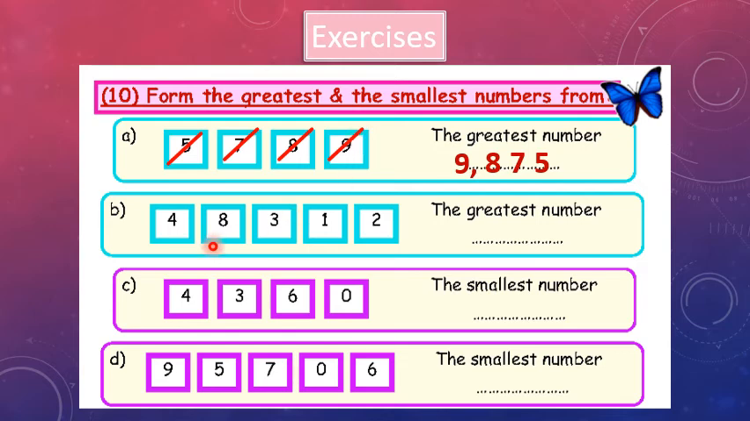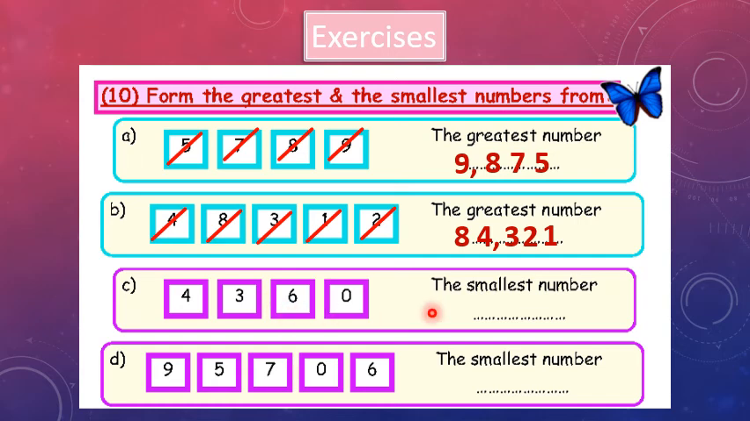Next one here, the greatest digit here will be 8. Next one, it will be 4. Next one, it will be 3. Next one, it will be 2. Next one, it will be 1. Once tens, hundreds, and put our comma, this number is called 84,321. It is the greatest number we can form from these cards.